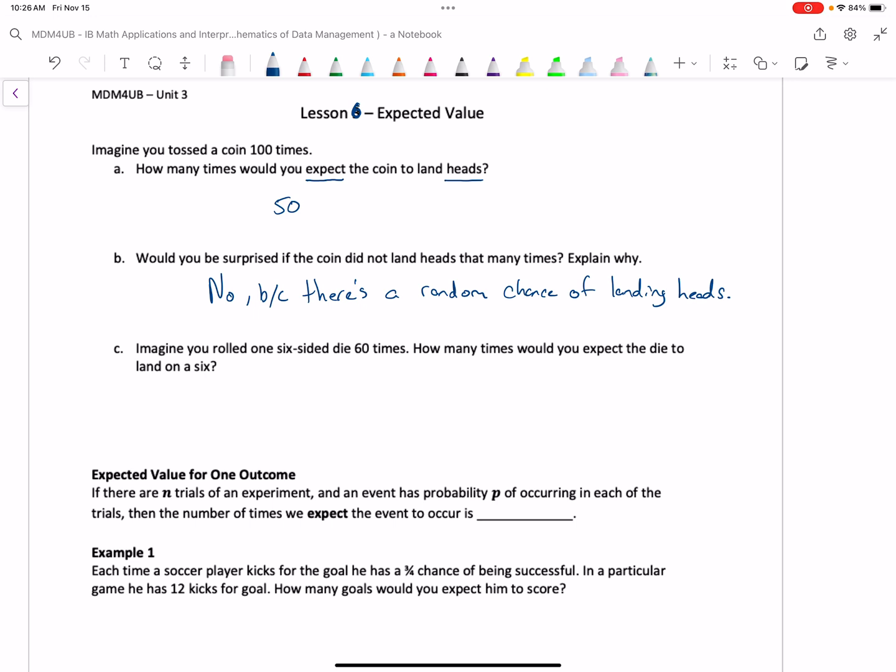That introduces this concept of a probability distribution, which we'll talk a little bit more about next unit, but today we're going to focus on this thing called the expected value.